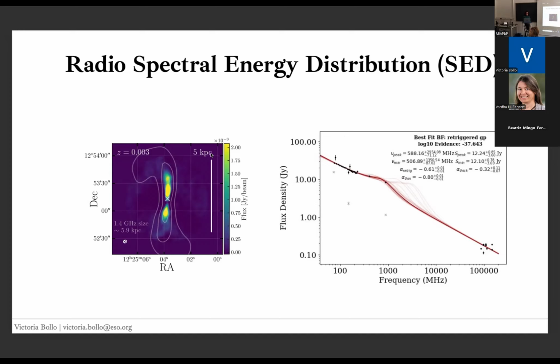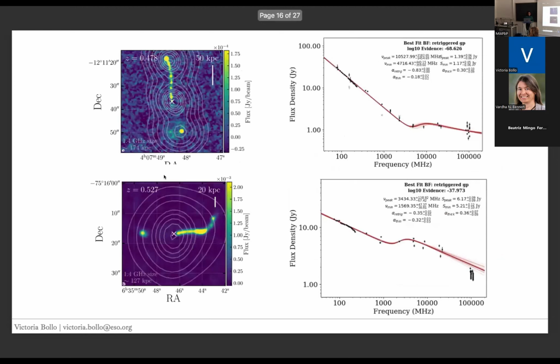In this case, this is not one of the most extended. You can see that this is 5 kiloparsecs, so this jet could be something around 5 kiloparsecs extended. Let me show you a few more examples.